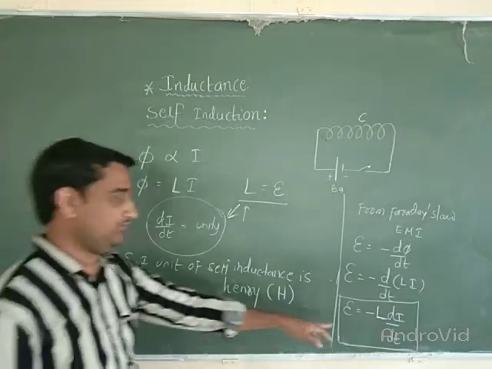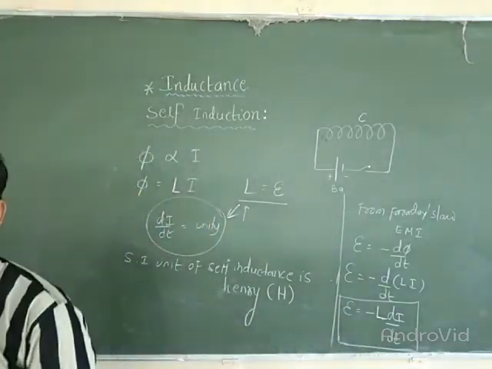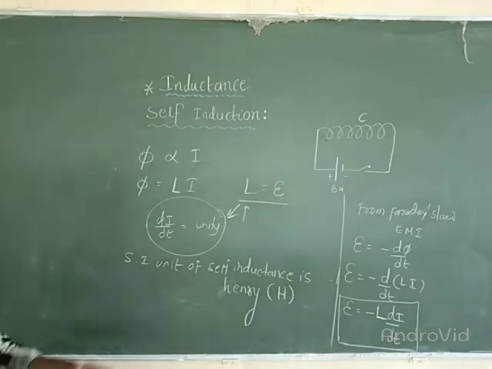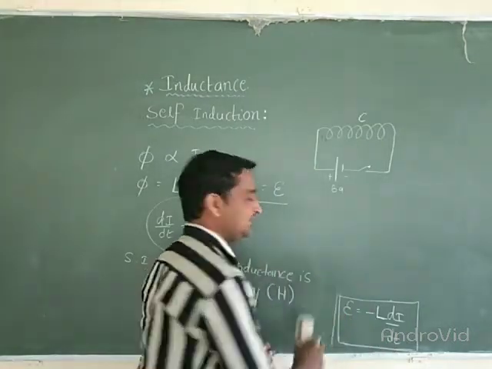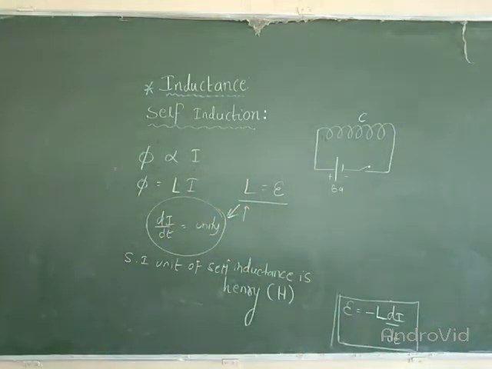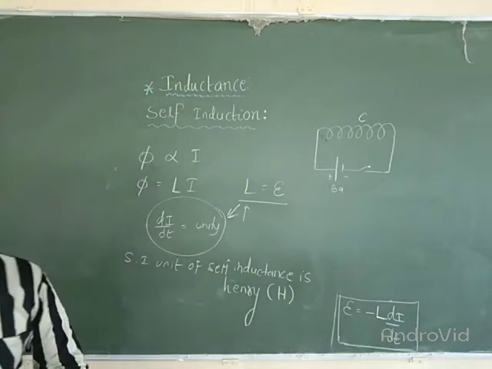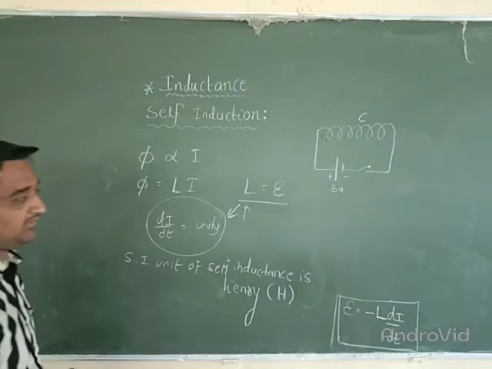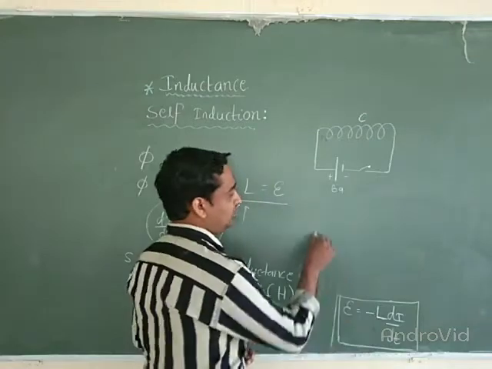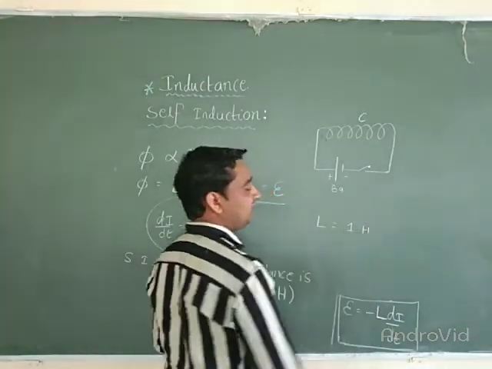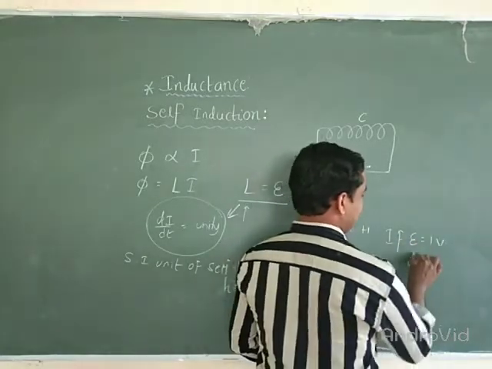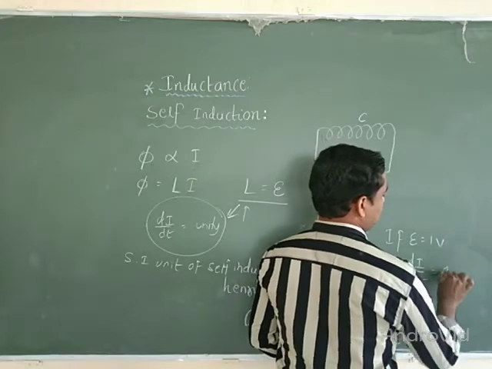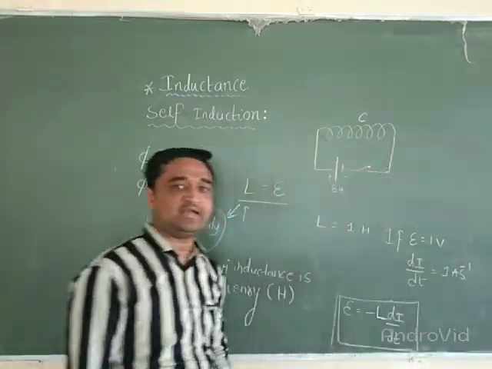Now, how to define the self-inductance of the coil, that is L? The self-inductance of the coil is said to be 1 Henry when 1 volt EMF is induced in the coil and the current change through the coil is 1 ampere per second. So again I will note, L is equal to 1 Henry if E is equal to 1 volt and di by dt is equal to 1 ampere per second.